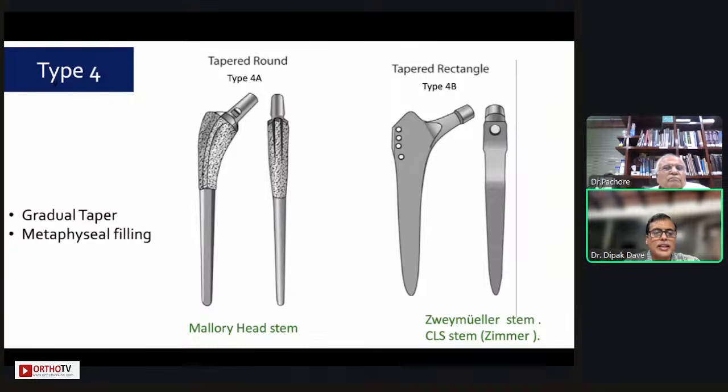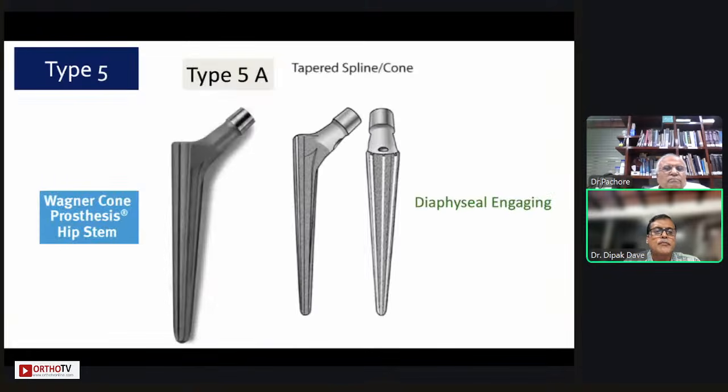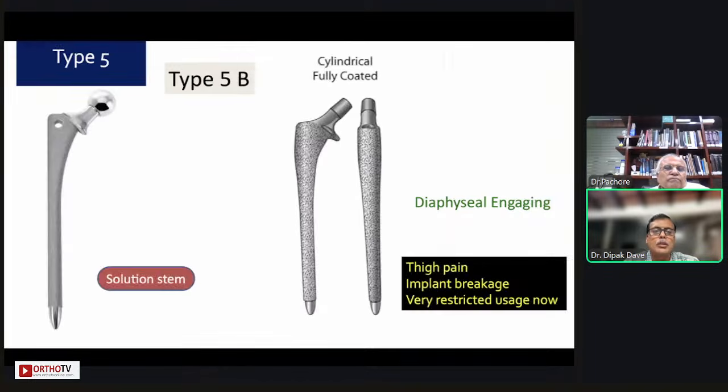Type 4 is again a metaphyseal filling stem, like the Mallory-Head or a Zweymüller stem, but it is not currently used very routinely. Type 5 is the Wagner cone prosthesis type of stem. That is diaphyseal engaging, but it is a short stem. Particularly in dysplasia, where the proximal anatomy is distorted, this is very good. Type 5 is a monoblock cone Wagner.